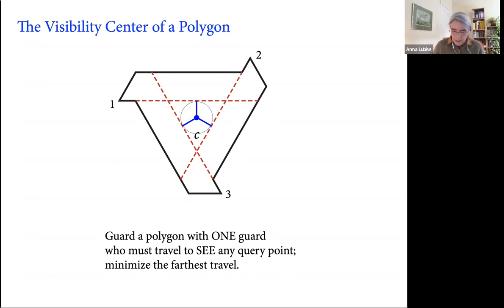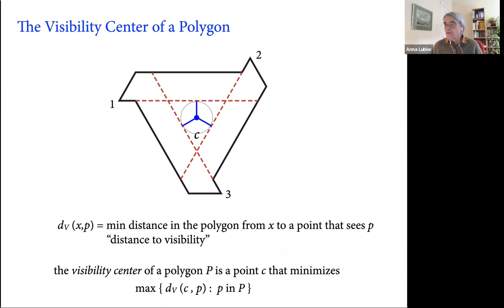So that's the story. And to be a little bit more formal, we'd say the distance to visibility from a point X to a point P is the minimum distance in the polygon that you have to travel from point X to somewhere that sees the point P. So we call that distance to visibility. It's asymmetric, of course, right?